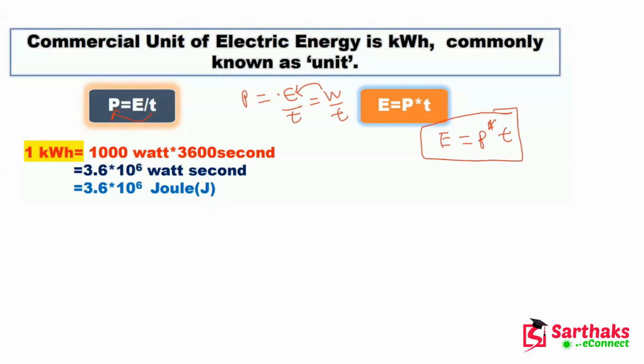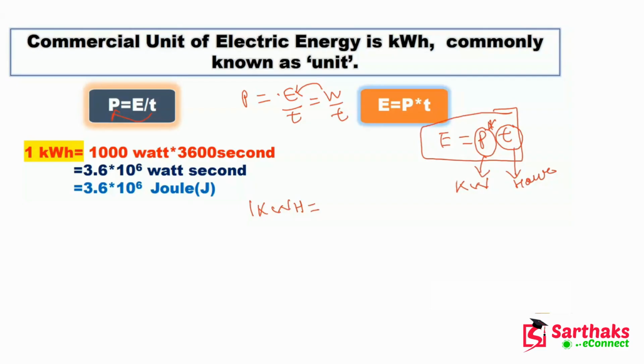So now guys, this 1 kilowatt hour is the unit of electrical energy, and this is a commercial unit. And how can I write it? Because here we took power in kilowatt, and this time is taken in hour. Okay, now let's calculate the value of kilowatt hour in joule.